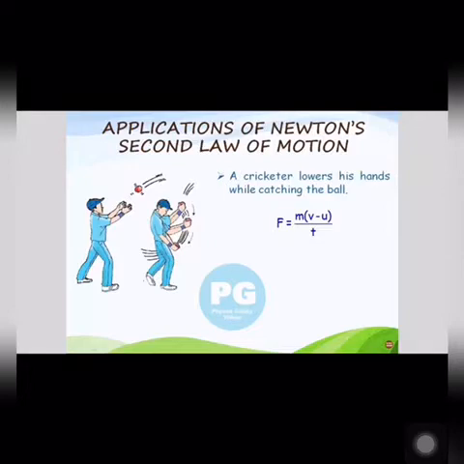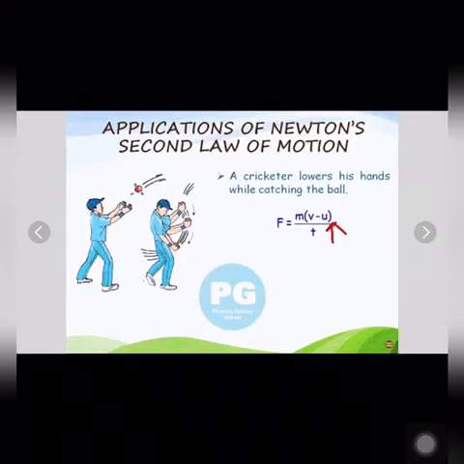Yes, this we all have seen while watching a cricket match, that if a cricketer has to catch the ball, he lowers his hand. Why does he do so? It is because to catch a fast cricket ball, a player pulls his hand backwards to prevent injury to his hands. By doing so, the player increases the time. So by lowering his hand, the player increases the time.